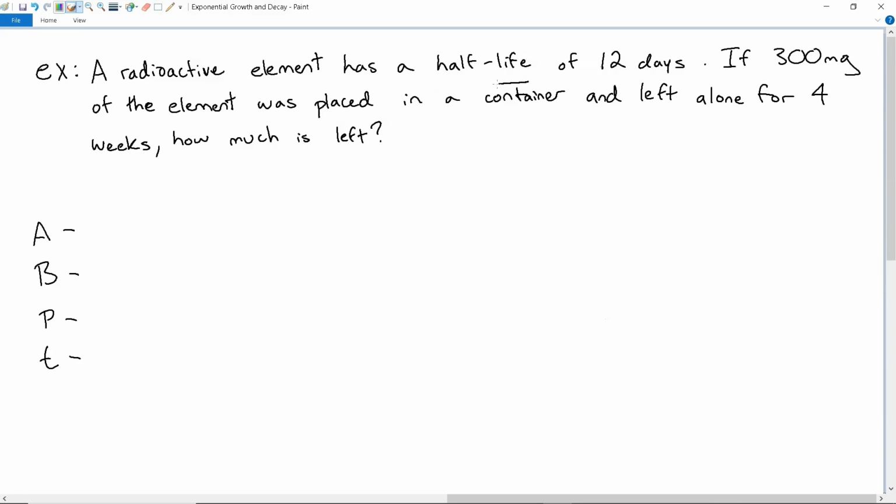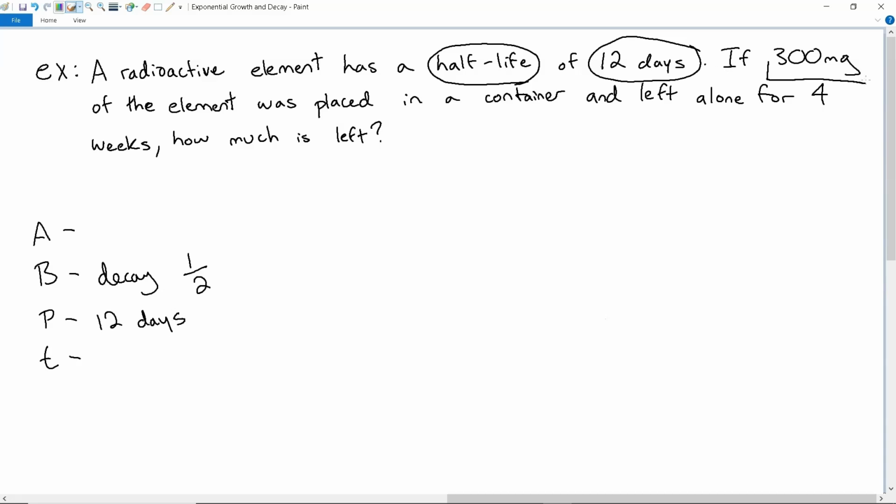So the first thing I notice is we're dealing with a half-life. That tells me that we're dealing with decay for our base, and it's going to be a base of 1/2 to represent half-life. And the element has a half-life of 12 days. What that means is every 12 days, the amount of the element will be cut in half. So if I started with 10 milligrams, in 12 days I will have 5 milligrams. So 12 days represents how long it takes for the decay to occur. So that will be our p-value.